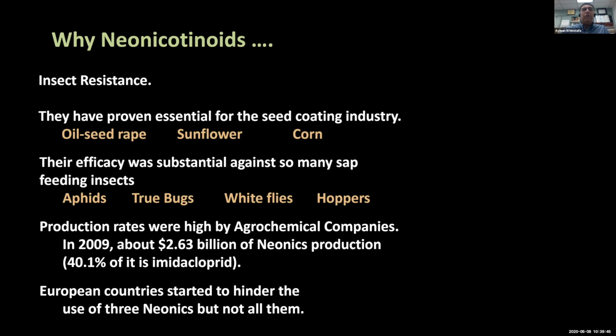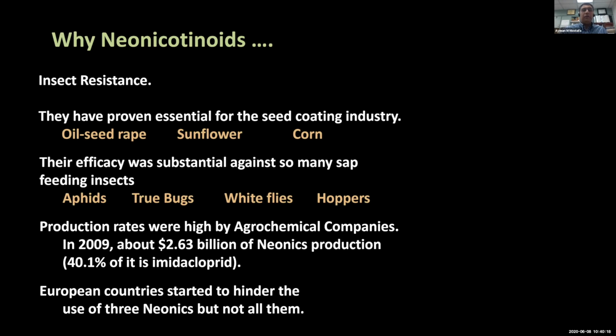Neonics have proven very essential for some seed coatings, like oilseed rape, sunflower, and corn. They were very effective on many sap feeding insects, as I said, like aphids, true bugs, whiteflies, plant and flea hoppers. Production rates were high by agrochemical companies in 2009, with about $2.6 billion of neonic production.